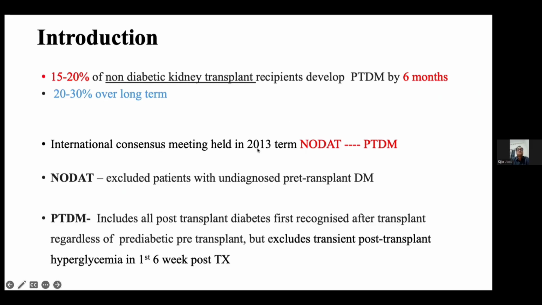In the 2013 International Consensus Meeting, they changed the term NODAT to PTDM. Why? Because NODAT excluded patients with undiagnosed pre-transplant diabetes. PTDM includes all post-transplant diabetes first recognized after transplant, regardless of the pre-diabetic status pre-transplant, but it excludes transient post-transplant hyperglycemia in the first 6 weeks post-transplant.